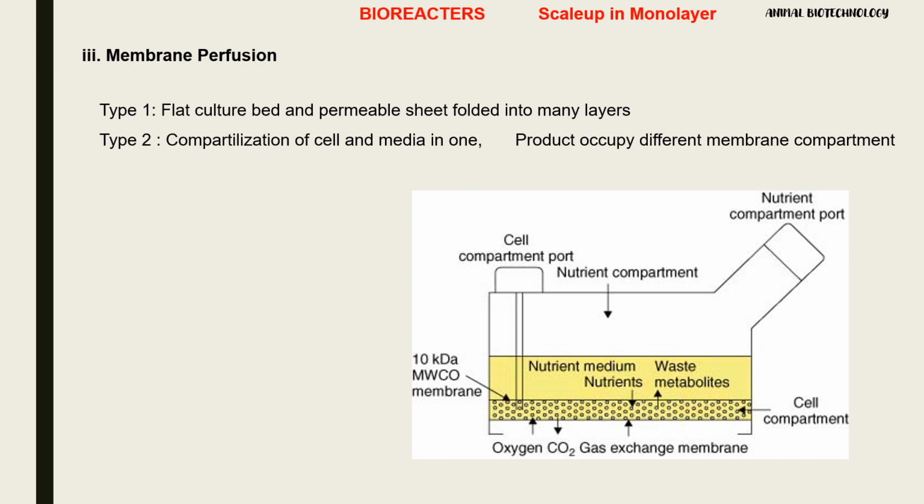Membrane perfusion bioreactors. In this type of culture system, the monolayer of cell is compartmentalized by means of permeable filters or sheets. Example, in the figure given below, the cells are compartmentalized within a membrane with a molecular cutoff. The membrane is permeable to gas and nutrients. The nutrient compartment is placed above the cell component.